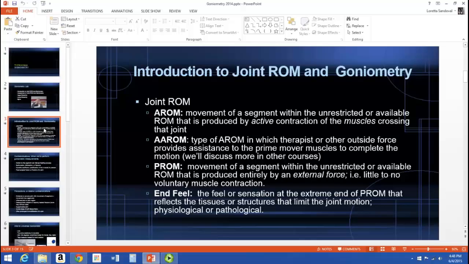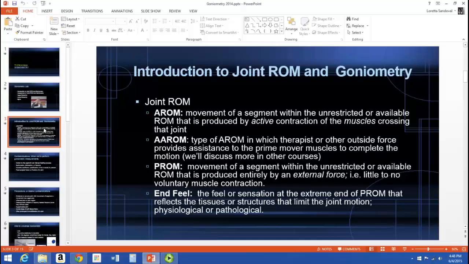of motion, AROM. It's a movement of a body segment within the unrestricted or available range of motion that is produced by active contraction of the muscles crossing that joint, meaning the patient is moving the limb by his or herself, active contraction of the muscles crossing the joint. They're doing the movement, we're not.